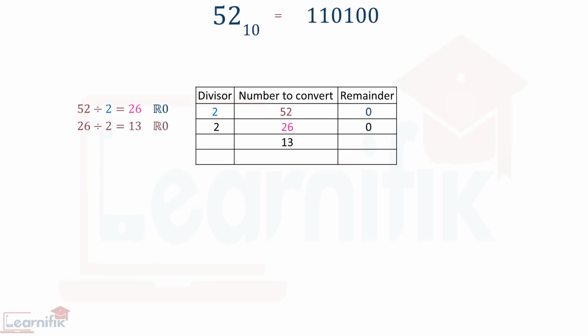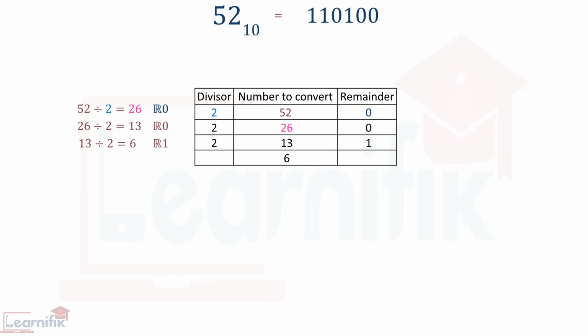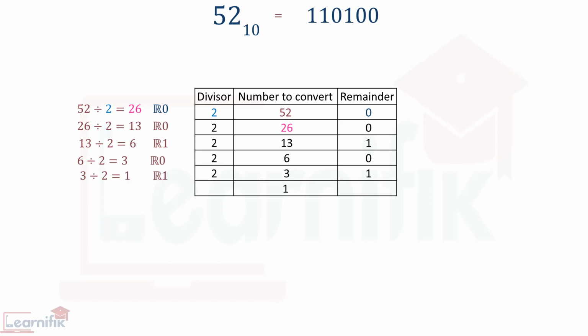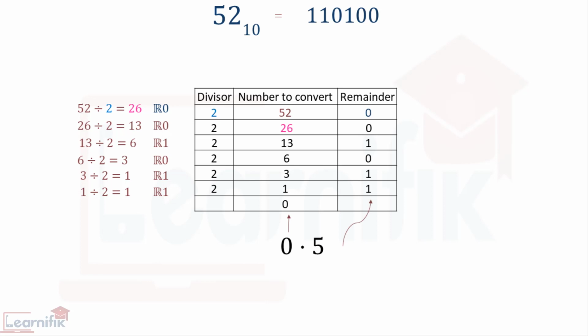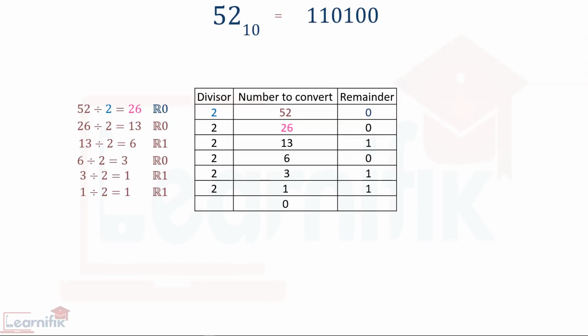26 divided by 2 is 13, remainder 0. 13 divided by 2 is 6, remainder 1. 6 divided by 2 equals 3, remainder 0. 3 divided by 2 equals 1, remainder 1. 1 divided by 2 equals 0, remainder 1. Note, 1 divided by 2 is actually 0.5. But in this case, we write down the 0 and the remainder 0.5, which is 1. We stop when we get to 0. So from bottom to top, you write down the remainders.